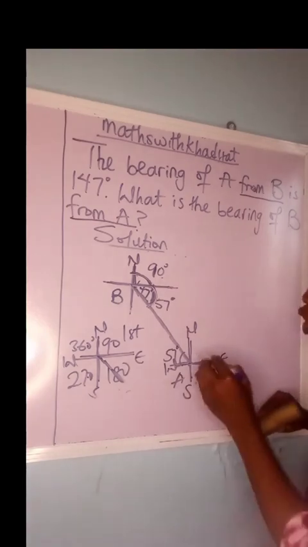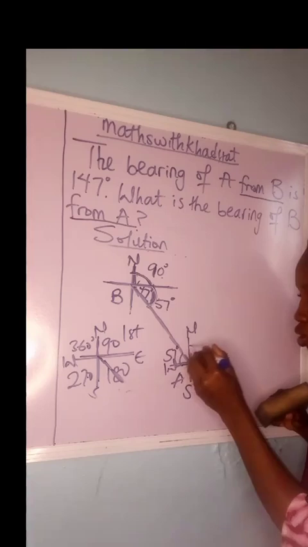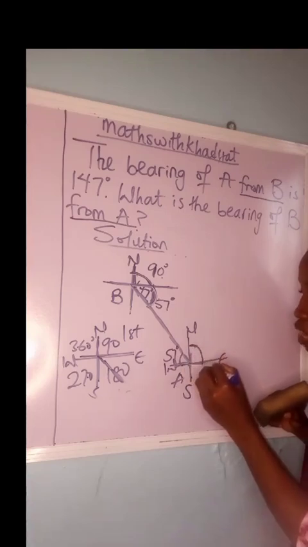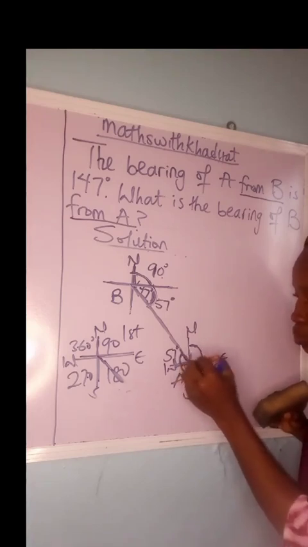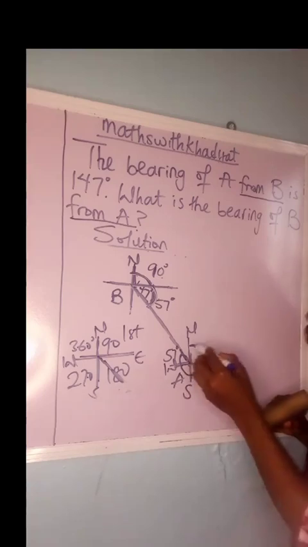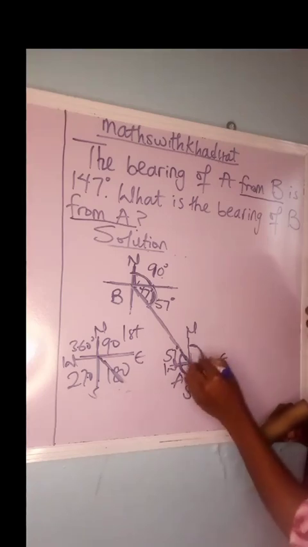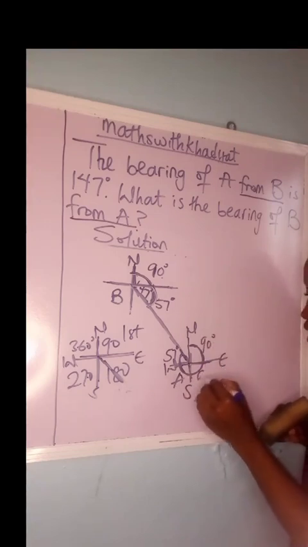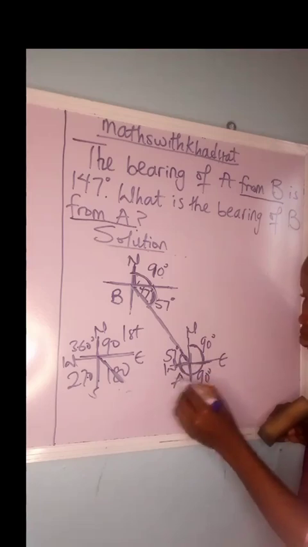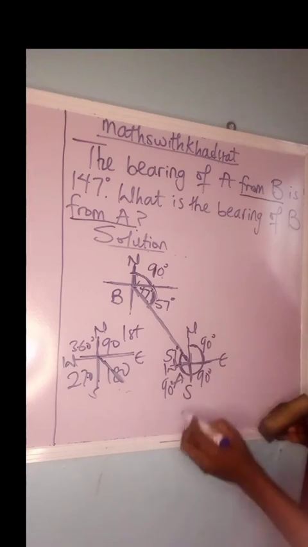Now, don't forget, bearing is always measured from your north. You need to measure down from your north to where the angle stops. So we are going to find the angle down from north here to this bearing of A. Okay? So we will need to calculate the angle from here to here. Now, what is this angle? 90 degrees, right? What about this angle? 90 degrees. What about this angle? 90 degrees. And here is what? 57. Can we calculate it together?